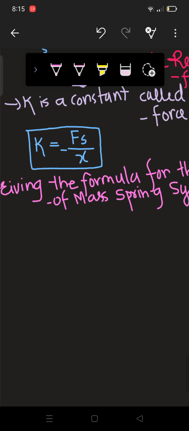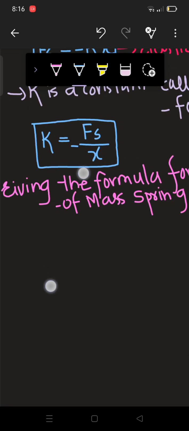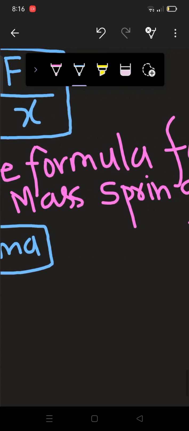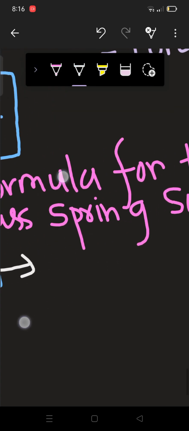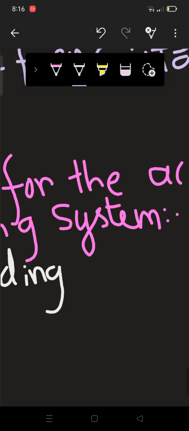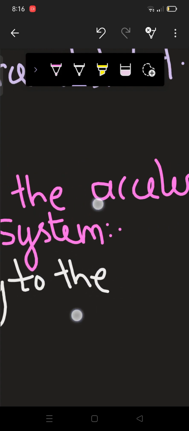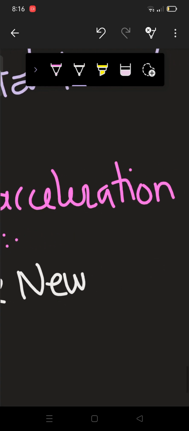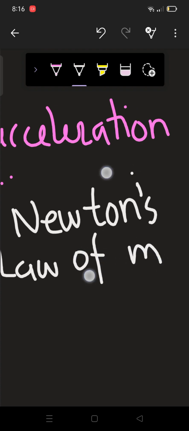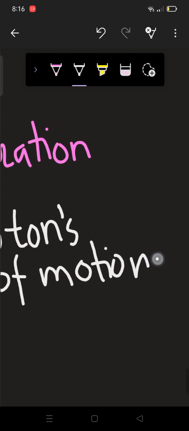See, here now we are going to use the Newton's second law of motion. According to Newton's second law of motion, F is equal to ma, right?